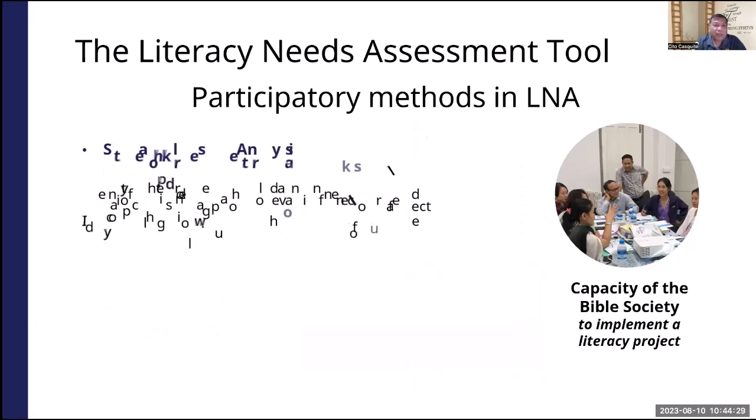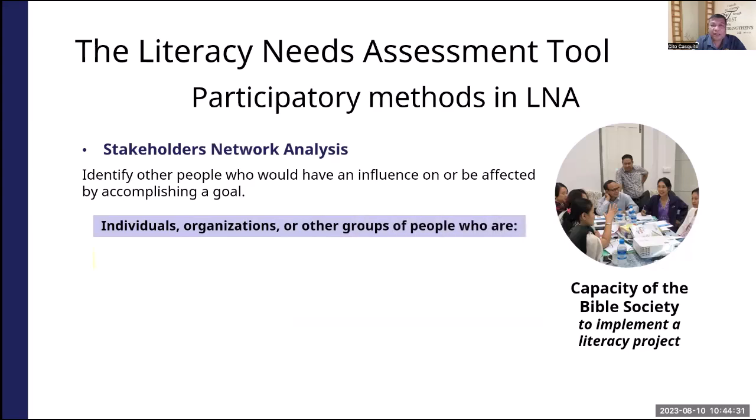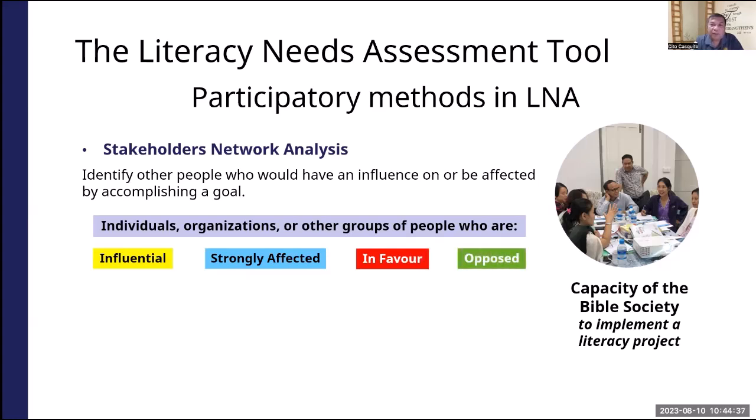And finally, we have the stakeholders network analysis, talking about partnerships and collaboration. We can identify other people who would have an influence or be affected by accomplishing a goal. So, for example, we have influential people in the community. Of course, we have government officials, pastors, or village leaders and funding agencies.